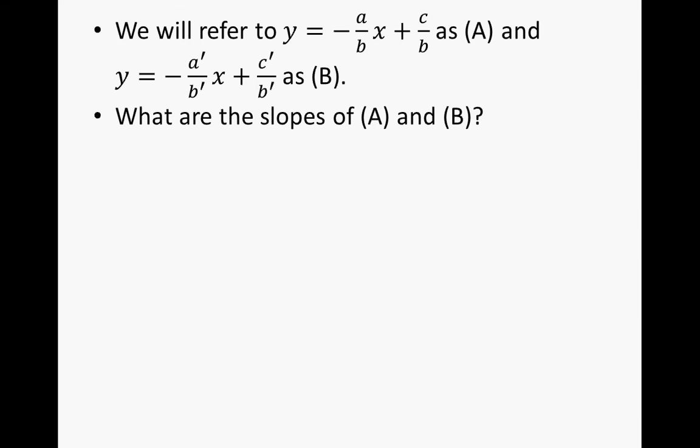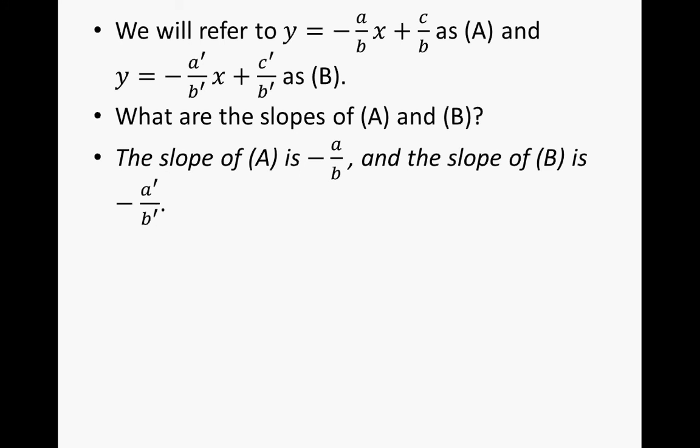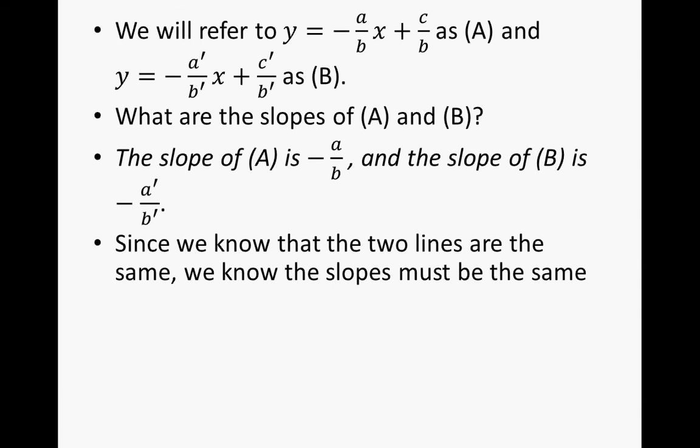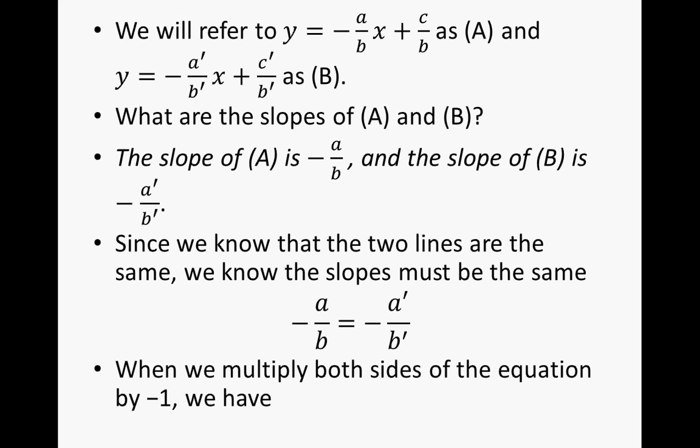So what are the slopes of A and B? Well, the slope of A is negative a over b, and the slope of B is negative a prime over b prime. Since we know that the two lines are the same, we know the slopes must be the same. So negative a over b is equal to negative a prime over b prime. When we multiply both sides of the equation by negative 1, we have a over b equals a prime over b prime.